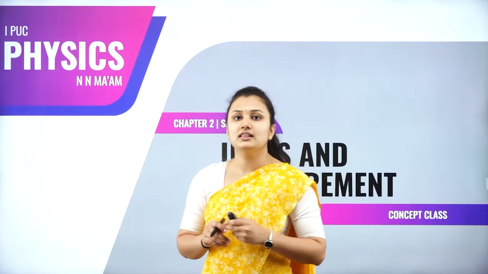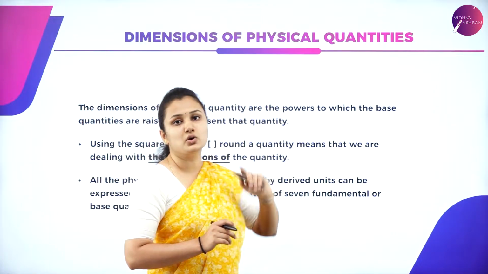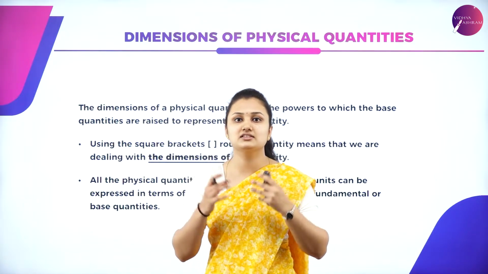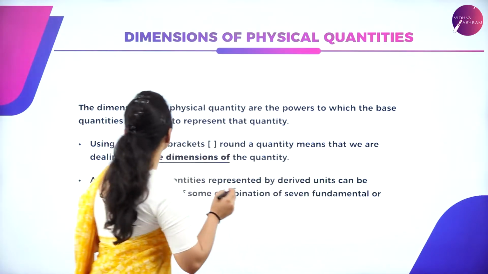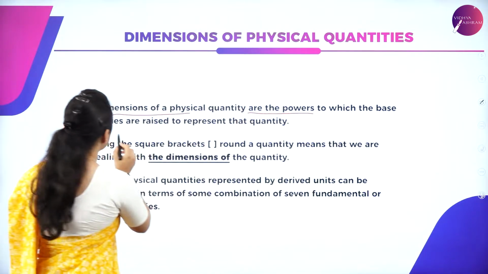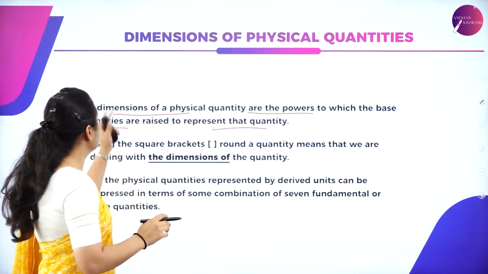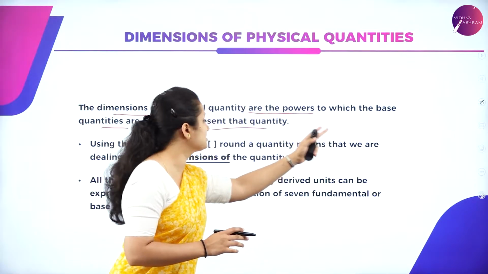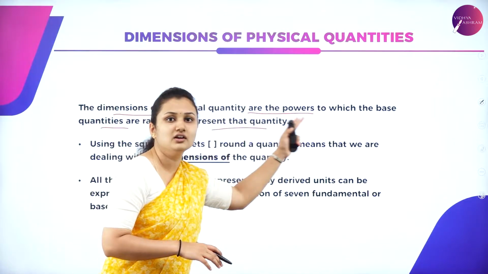So, to begin with, let us start from what is dimension. What is the dimension of physical quantities? Dimension explains the nature of physical quantities. So, let's begin with the definition. Dimension of a physical quantity are the powers to which the base quantities are raised to represent that quantity. So, I'll repeat. Dimension of physical quantity, what do you mean by that? Are the powers to which the base quantities or the fundamental quantities are raised to represent that quantity.